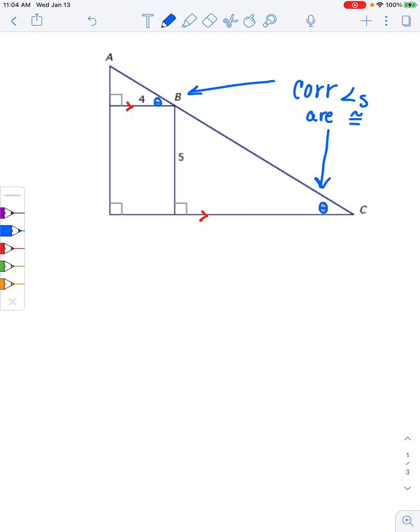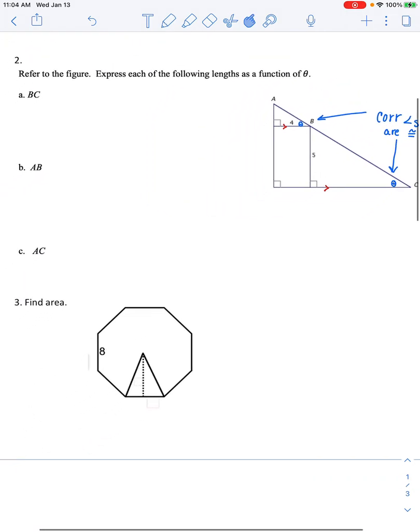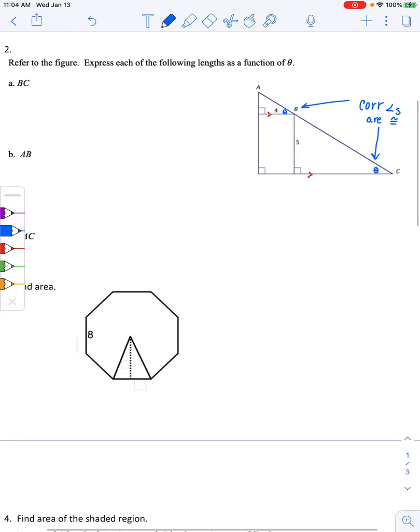So this might be anything you needed to now finish the problem on your own. So figure out where that is for you. If you do need a little more assistance, let's go through it together. We're going to find BC. Express each of the following lengths as a function of theta. That means our answer is going to have theta in it, and don't be concerned. My first side is BC. So BC is right here.